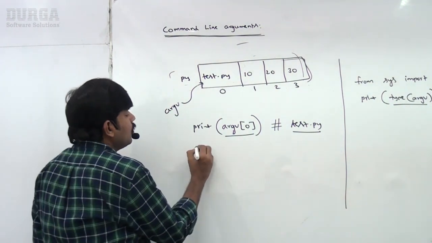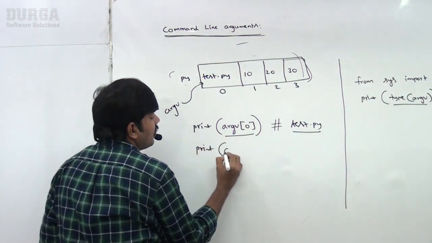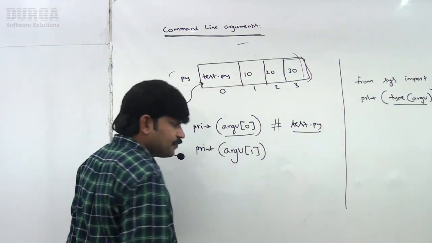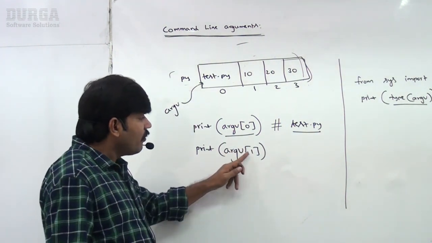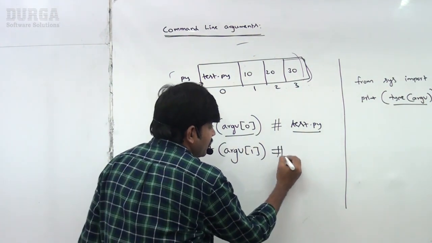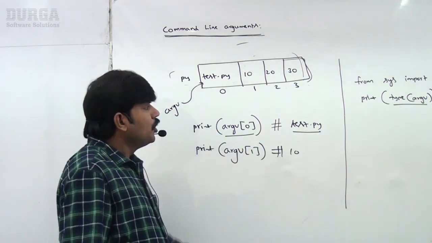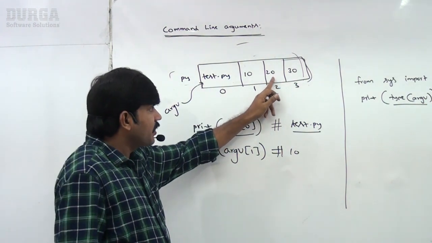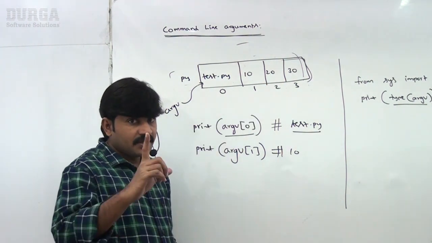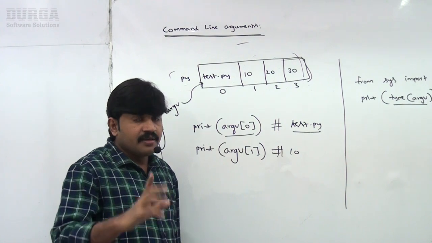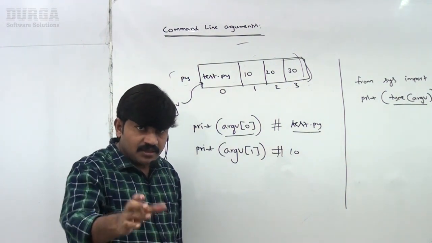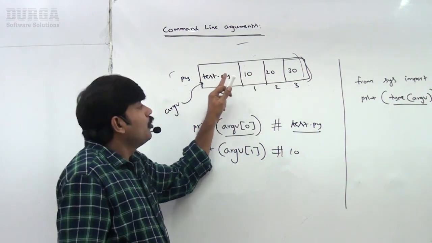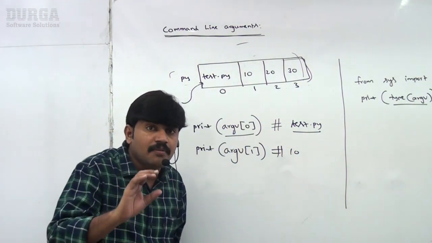Now I want to get 10. What is the way? Print of argv of 1, I have to take. Then what is the answer we are going to get? 10. If you print argv of 2 or argv of 3, then we are going to get 20, 30. Take very special care. Argv is a list. In that list, the first element is not the first command line argument; the first element is the name of the file.